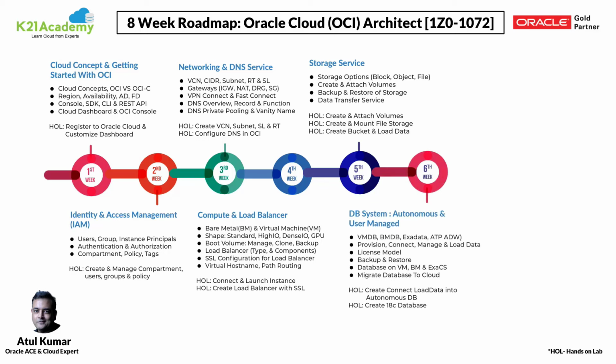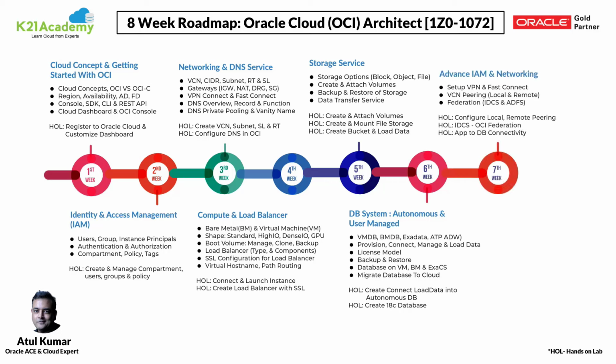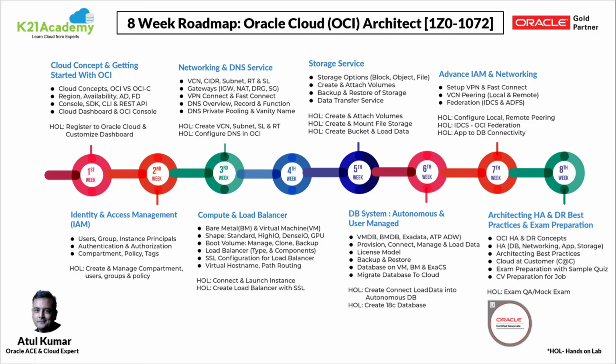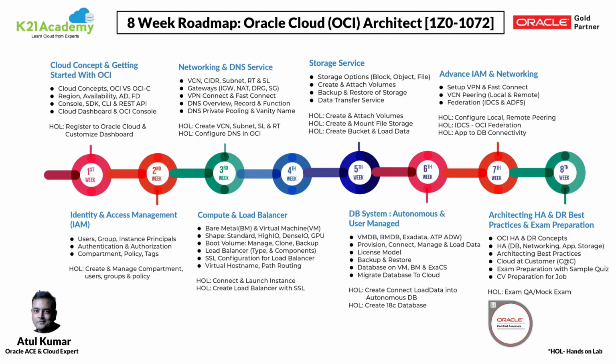And then week six, you look at databases. It's a big topic, but it's totally doable. So create your autonomous databases, load some data into autonomous database. Then in seventh week, you look at advanced identity and access management and advanced networking. So things like federation, transit routing, hub and spoke model, VCN peering, local and remote, and then set up VPN and FastConnect. And once you have done all this, the last week you keep aside for HADR best practices and exam preparation.